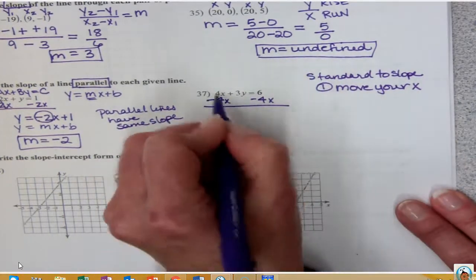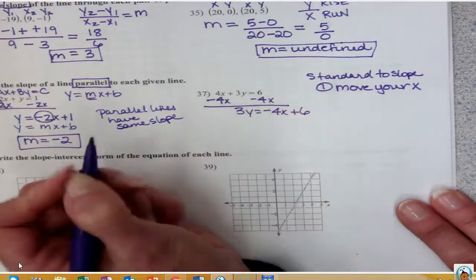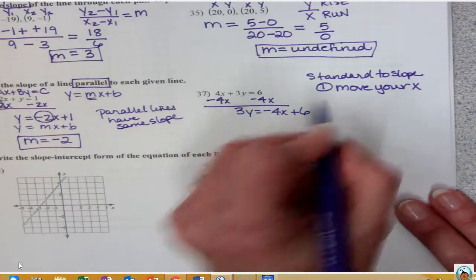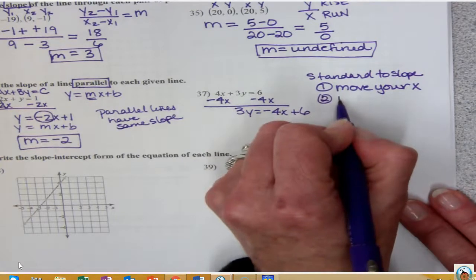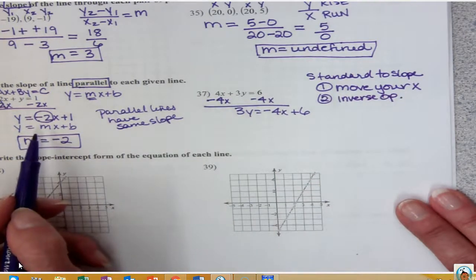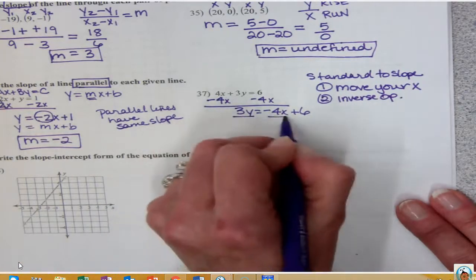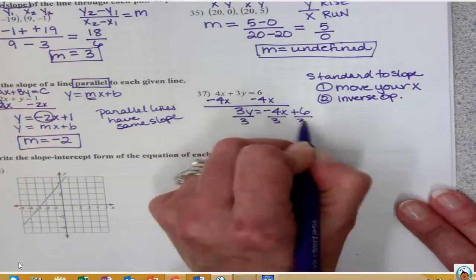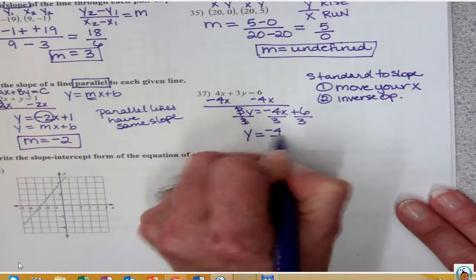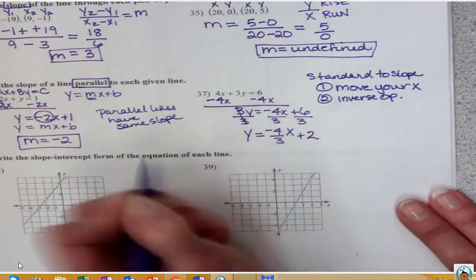All right, then when we've moved the x, we've got 3y equals negative 4x plus 6. Now we need to get rid of the coefficient of y. So we need to do the inverse operation, if necessary. Over here, it wasn't necessary. We didn't have a number in front of y. If necessary, we need to do the inverse operation, which is divide by 3. Divide by the coefficient of y. That's going to cross each other out. y equals negative 4/3 x. 6 over 3 is 2. So this is the slope.